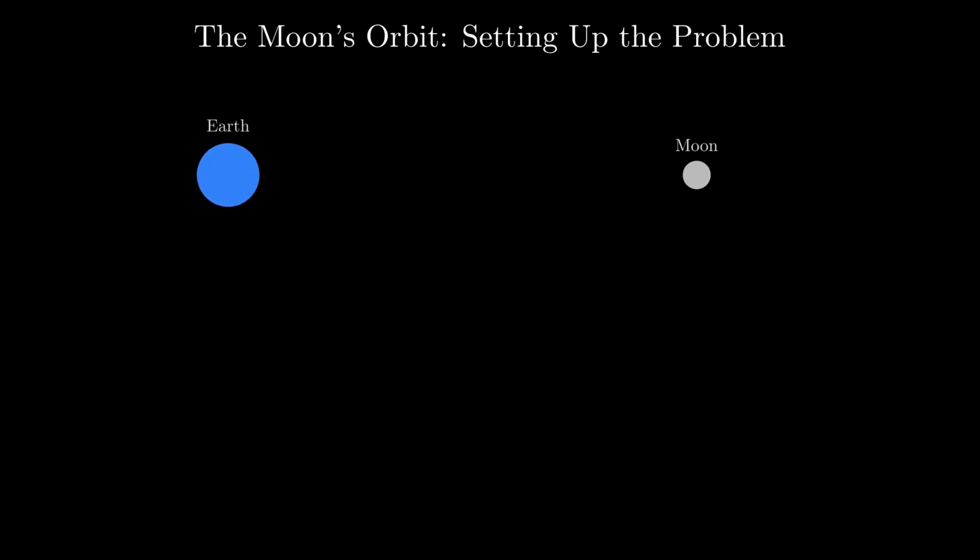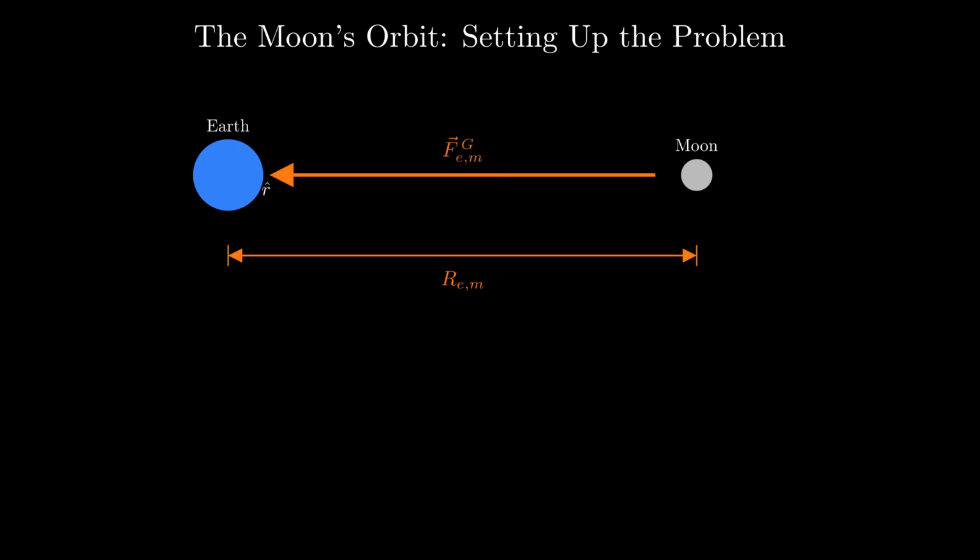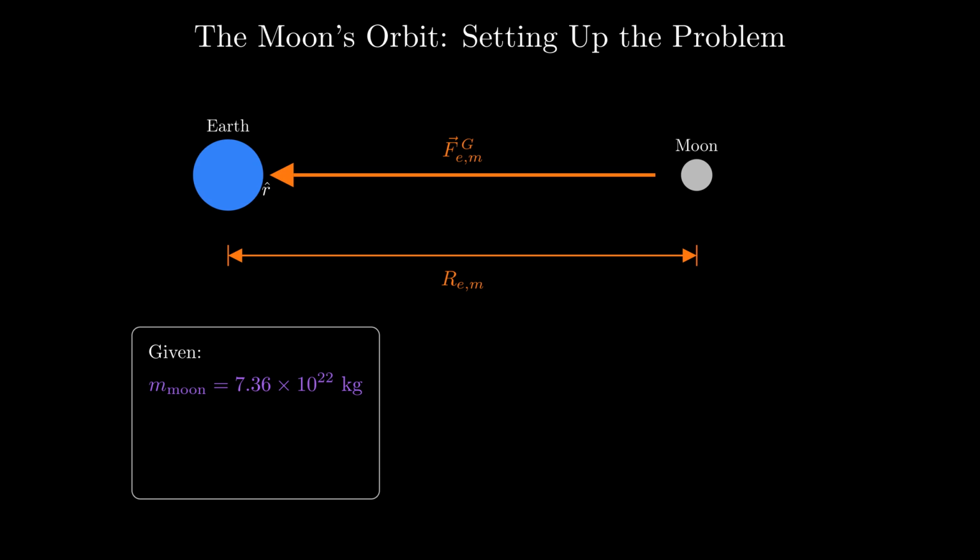Here is our problem. The Moon orbits the Earth in a nearly circular path. Picture the Earth on the left and the Moon on the right, separated by a distance r. Gravity pulls the Moon straight toward the Earth. That inward pull is the force arrow drawn from the Moon back toward the Earth. We know three numbers. The Moon's mass is 7.36 times 10 to the 22nd kilograms. The Earth's mass is 5.98 times 10 to the 24th kilograms. And the Earth to Moon distance is 3.82 times 10 to the 8th meters.